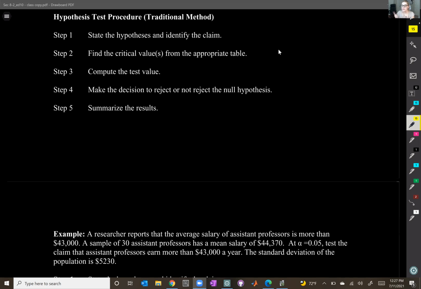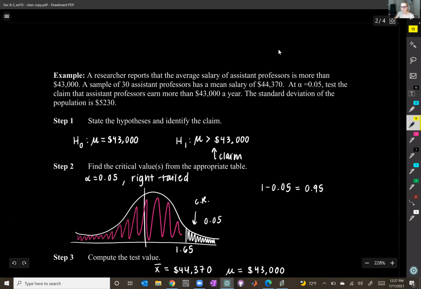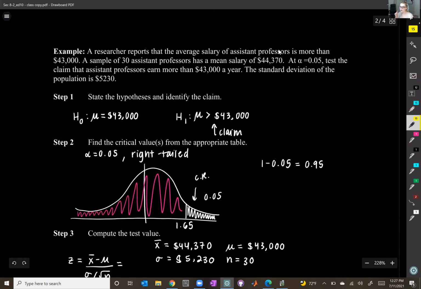I just want to sum up what we did in class on Thursday. Thursday we talked about one method of hypothesis testing, which is referred to as the traditional method. And today we're going to get into a new method that uses something called a p-value. But let me recap the traditional method. Our step one is to always state our hypotheses and identify the claim. So let me go back to the example we did on Thursday. First we state our null and alternative hypotheses, where the alternative one is the claim here.